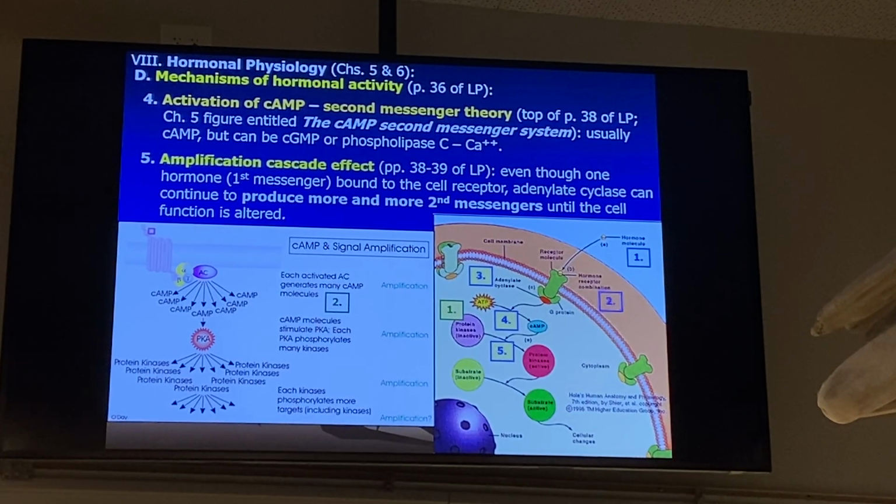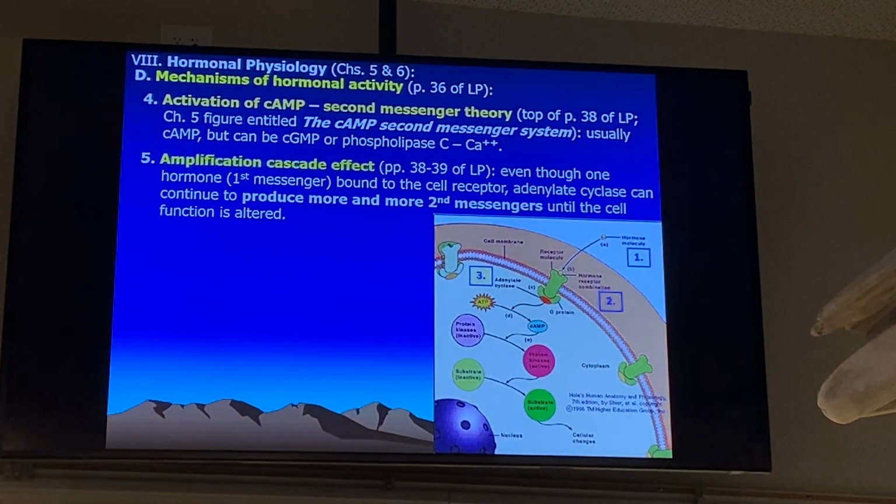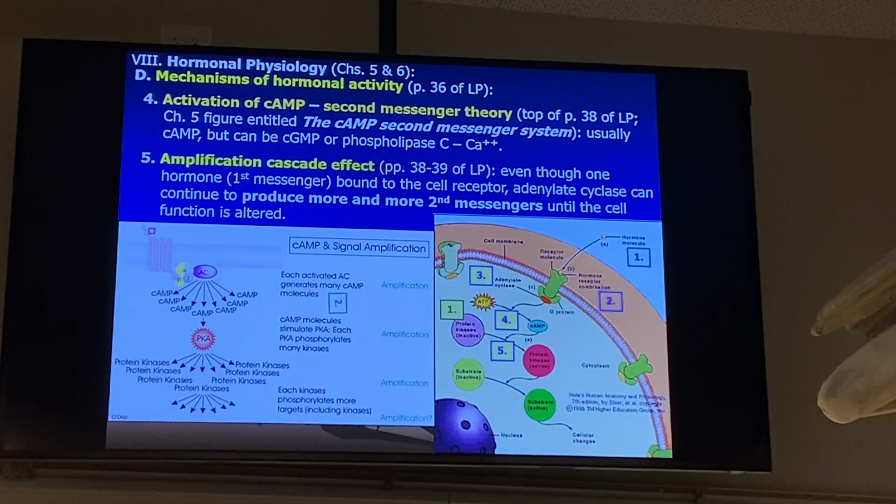Number 4 is actually described on the top of page 38. Number 5 is described on the bottom of page 38. The numbers here in blue correspond to the numbers on the top of page 38. The numbers here in green correspond to the numbers on the bottom of page 38.